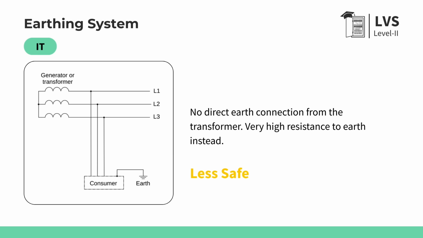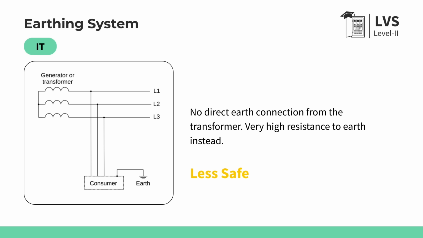Now there is one more system worth mentioning briefly, the IT system. In an IT system, the source is isolated from earth or connected through high impedance and the exposed parts are earthed. Where is this system used? It can be used in hospitals, mines, and critical process industries. The question is why? Because in an IT system, a single phase to ground fault does not immediately trip the system. This ensures continuity of supply, but it requires insulation monitoring devices to detect the first fault. It's not common in general distribution, but definitely critical for uninterrupted power applications.